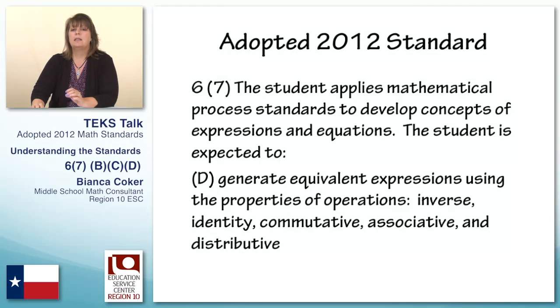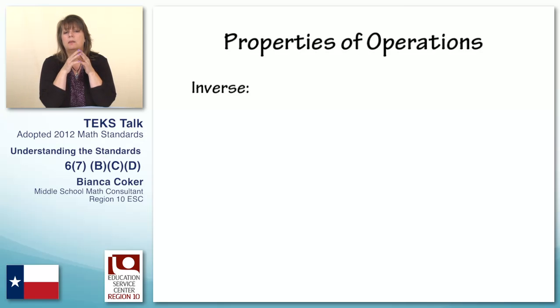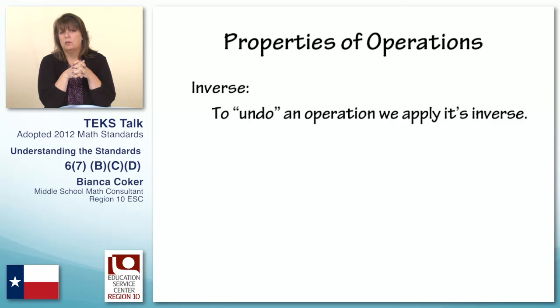So looking at the properties of operations, let's first look at the inverse property. Now this is kind of an interesting property, but it's something that's very critical when we solve equations. The inverse property is basically the property that says to undo an operation, we apply its inverse. And when we're solving an equation, what we really want to do is undo things till we isolate our x, right? Our unknown amount. So we have to know what our inverse operations are to be able to undo them.